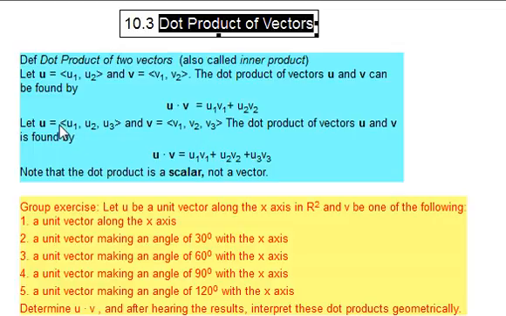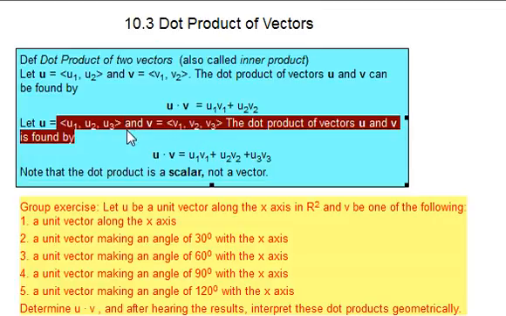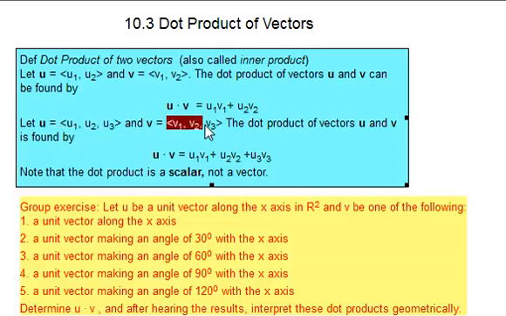In three-dimensional space, it's just kind of what you would imagine. It's just like in two-dimensional space, except we also have u3 times v3 added. So u dot v is u1 times v1 plus u2 times v2 plus u3 times v3. And again, it's a scalar, it's a number.